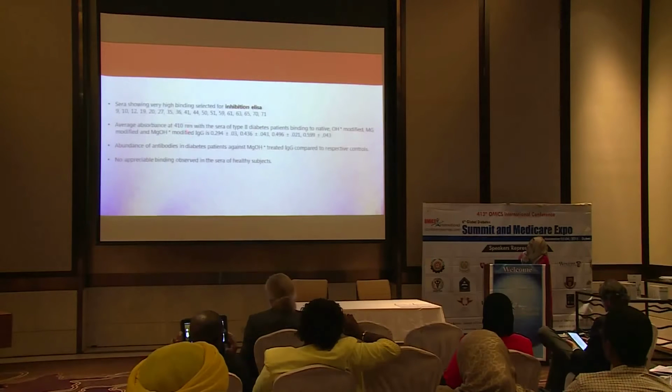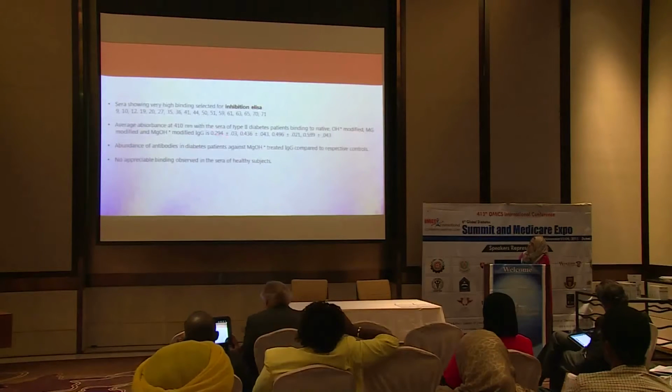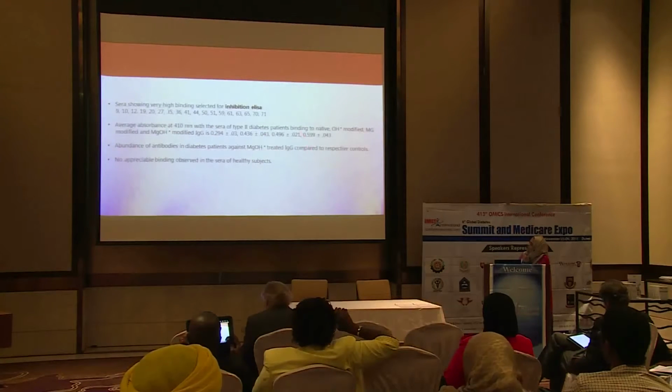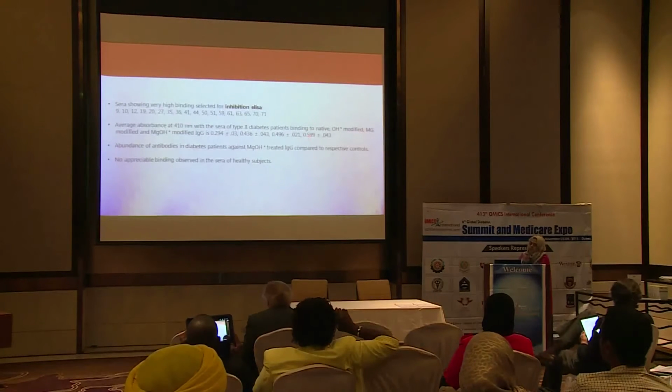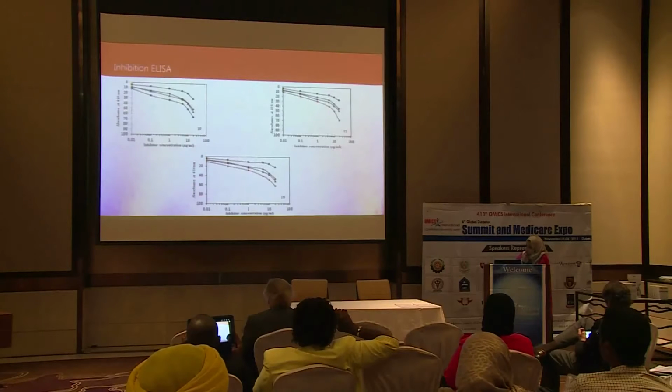The average absorbance at 410 nanometer in the sera of type 2 diabetes patients binding to native, hydroxyl modified, methylglyoxal modified and MGOH modified protein was as follows. In native, the absorbance came out to be 0.294. In hydroxyl radical modified the absorbance came out to be 0.436, methylglyoxal modified 0.496, and maximum absorbance was seen in MG glycoxidated protein. In healthy subjects, no appreciable binding was observed.